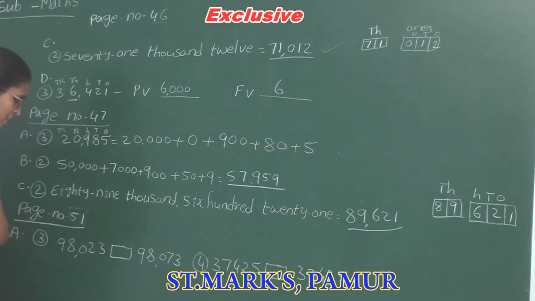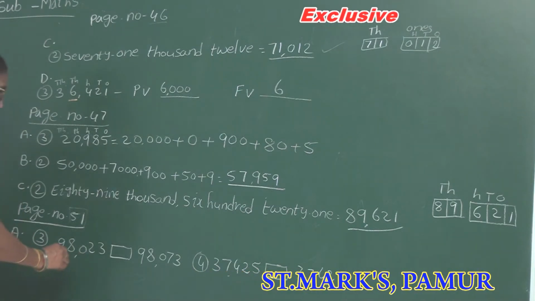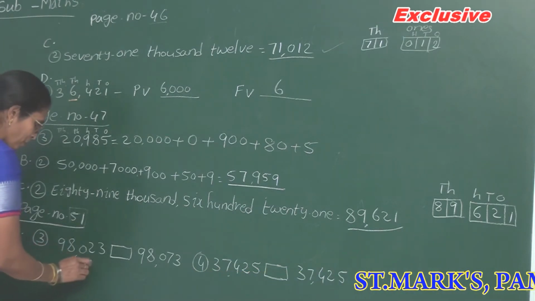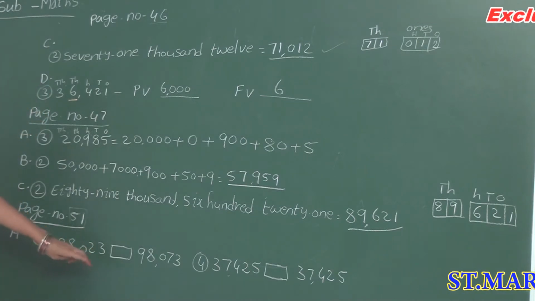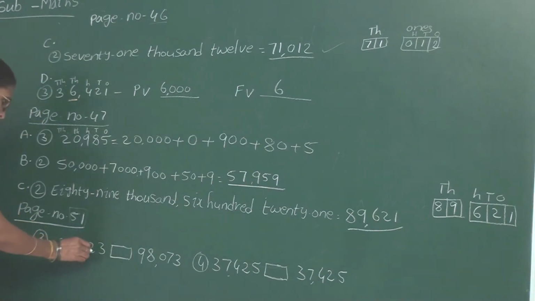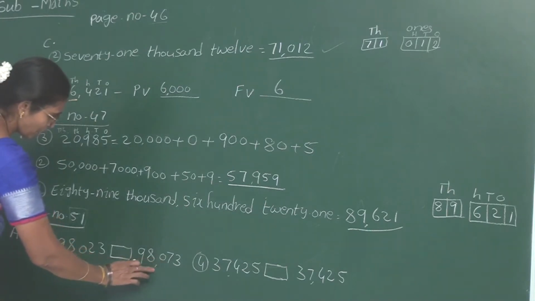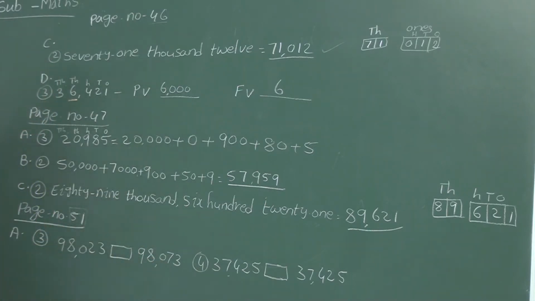That is comparison, greater than or less than. So here in the third question, what will we do? First of all count the digits. How many digits are there? So 1, 2, 3, 4, 5 digits on this side. On this side also the same 5 digits. So both are having the same digits.